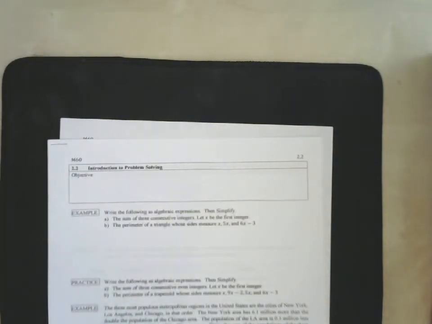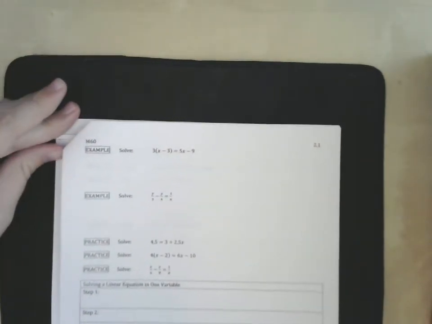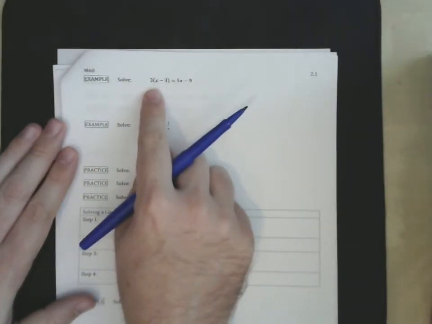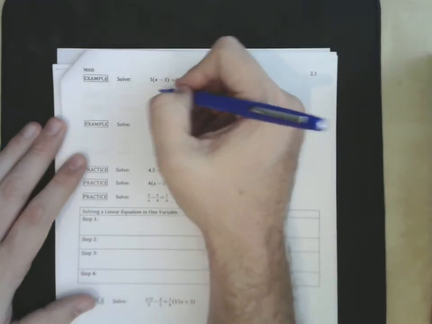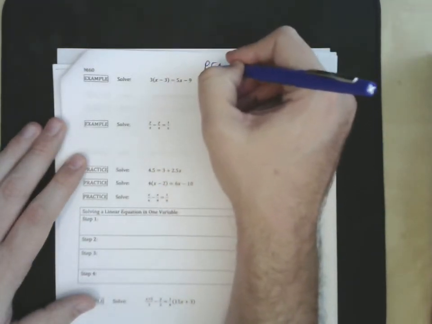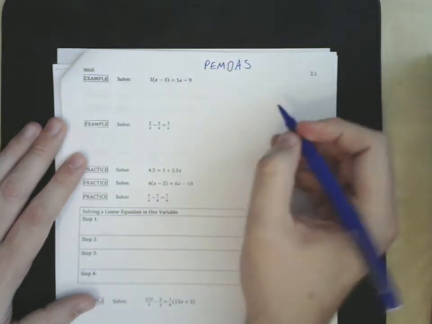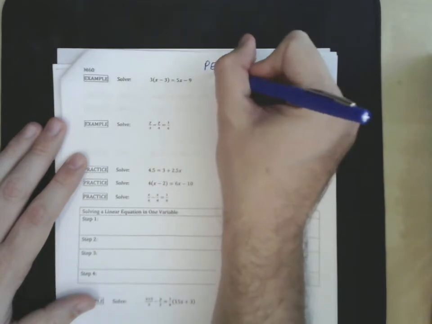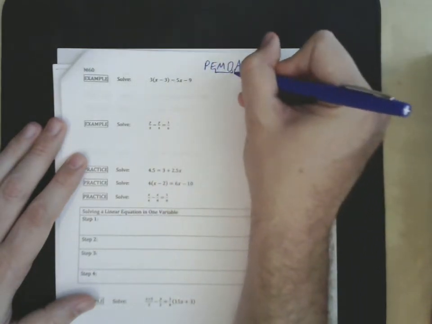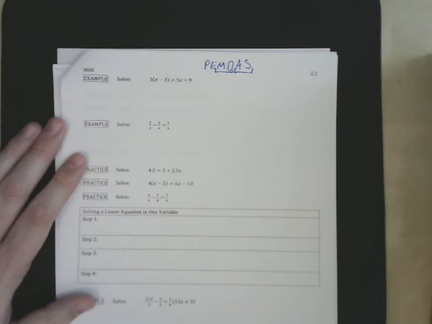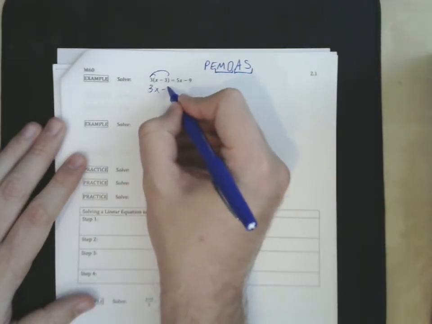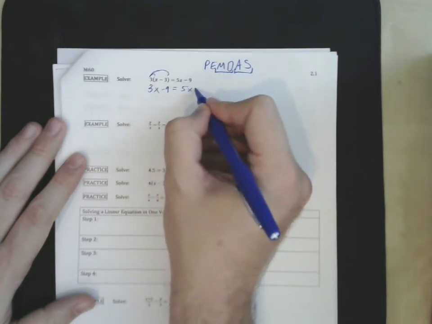So, moving on to the next page, we have a couple more examples. That's our next packet that you saw there. The next example looks a little different. When we have equations like this, we have to always remember our order of operations, PEMDAS. Remember, it's parentheses, exponents, multiplication and division are equal weighted, whatever comes first, addition and subtraction, equal weighted, whatever comes first. So because we have these parentheses, we need to distribute that 3. We have 3x minus 9 equals 5x minus 9.